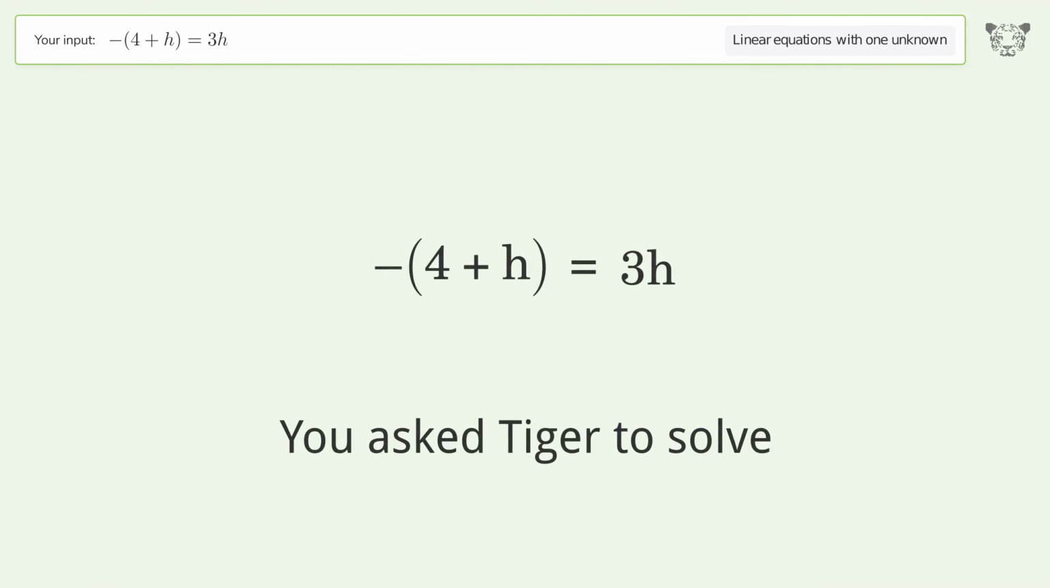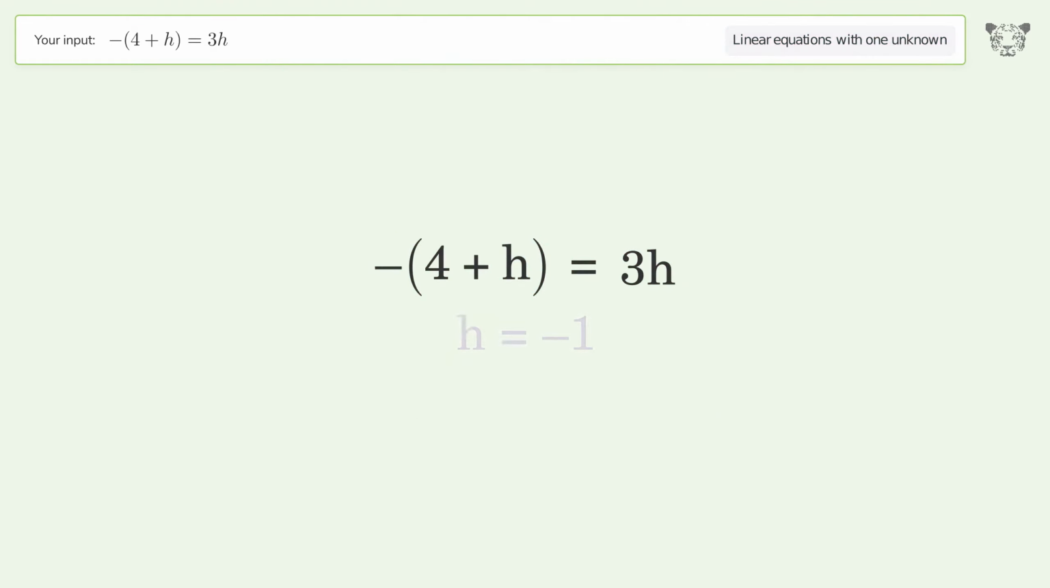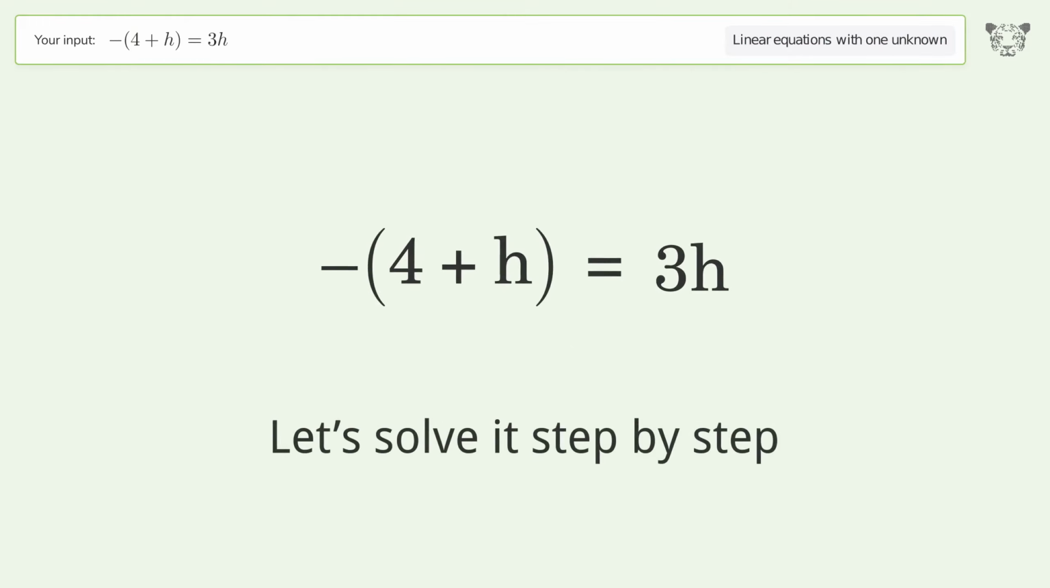You ask Tiger to solve. This deals with linear equations with one unknown. The final result is h equals -1. Let's solve it step by step.